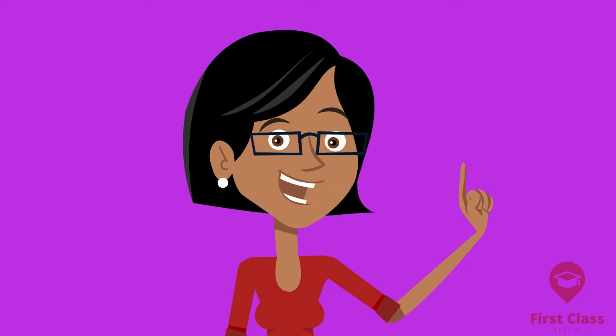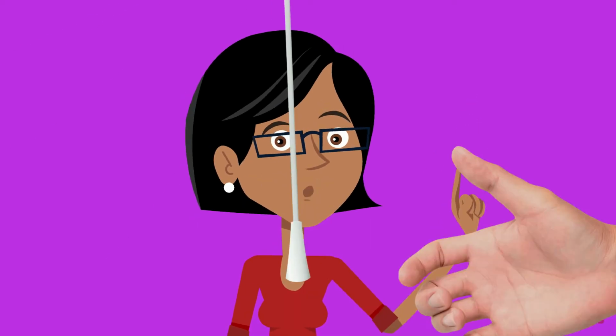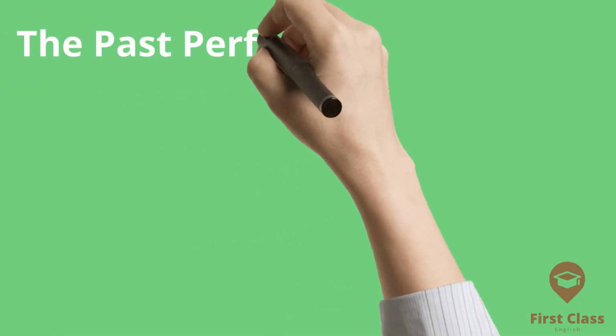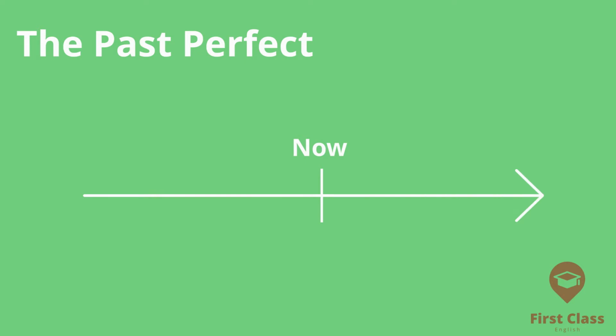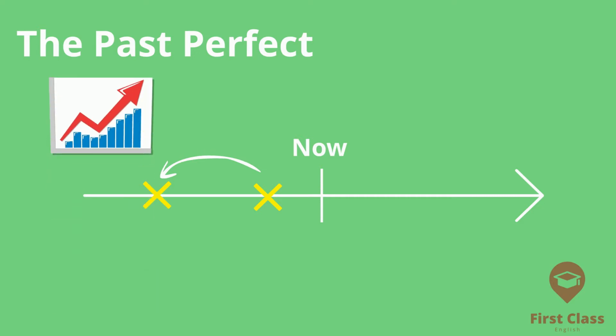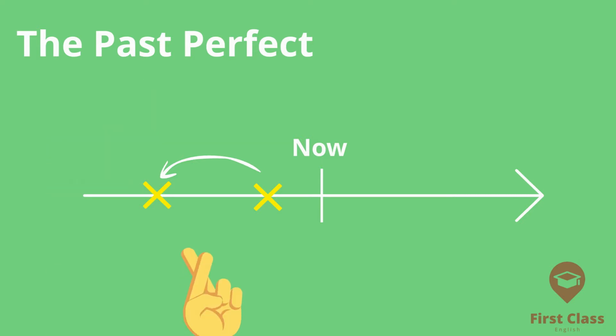So when do you think we use the past perfect? This is a past tense verb. It describes a past action that happens before a different action. We can also use it to describe cause and effect or imaginary situations.